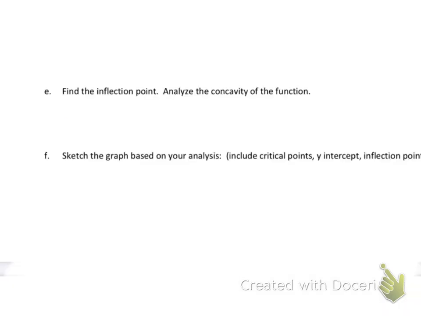Okay, so to find the inflection point, you're going to take the second derivative equation that you had, and the second derivative equation was 2x minus 1, set that equal to 0. Notice I'm not doing that when I'm taking the second derivative test. When I'm finding the inflection point, then I set it equal to 0. So I get 2x equals 1, x equals 1/2.